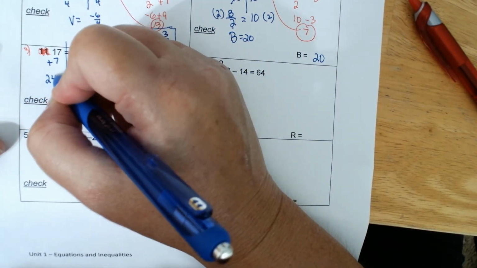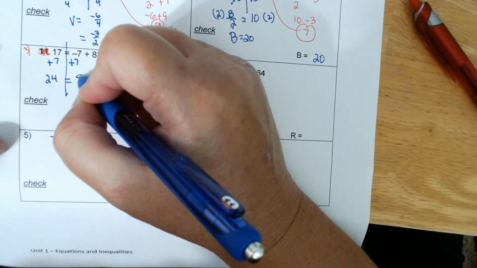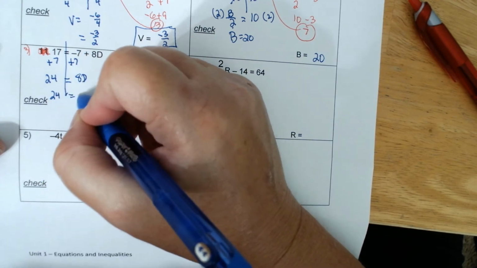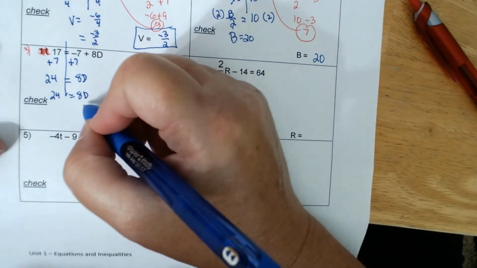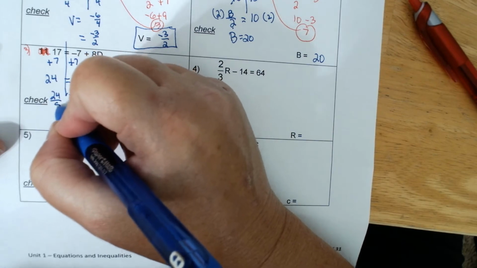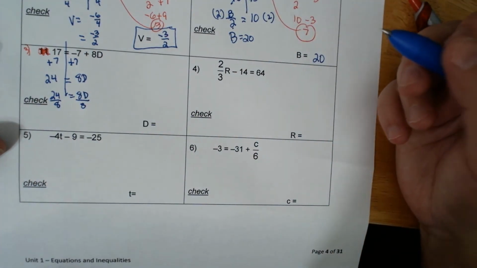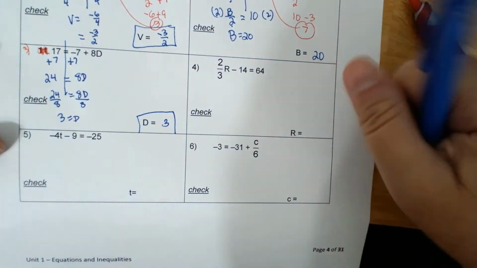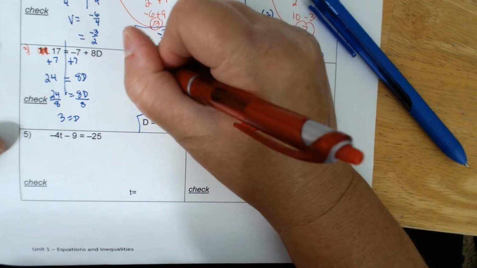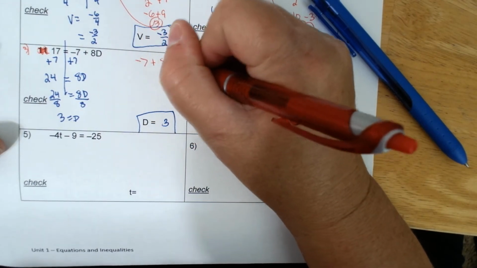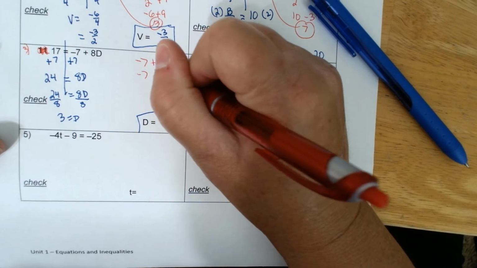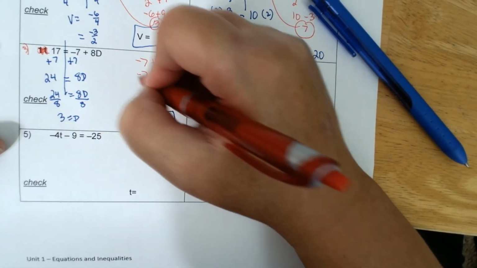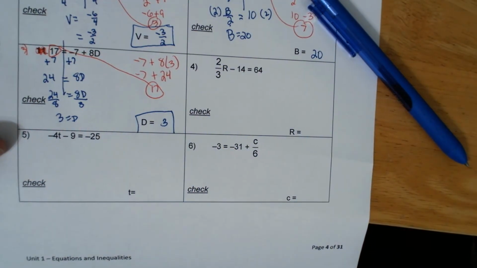Therefore, I get 24 equals 8d. 8 times d, so I have 24 equals 8d. To get rid of multiplication, I divide both sides by 8. 3 equals d. To check, do negative 7 plus 8 times 3, negative 7 plus 24. That is 17. That 17 matches that 17.